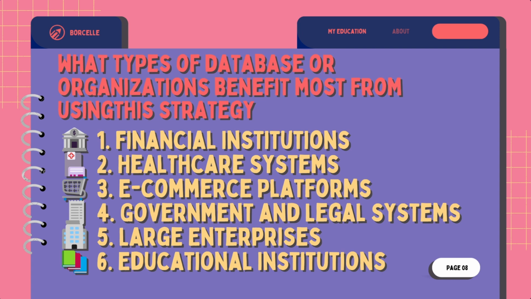Fourth, government and legal systems require full data traceability and must be able to audit or recover any record. Fifth is large enterprises. CRM, ERP, and HR systems used by businesses need to protect operational data and avoid disruptions. Lastly is the educational institutions, for managing student records, grades, and learning systems where errors must be avoided.